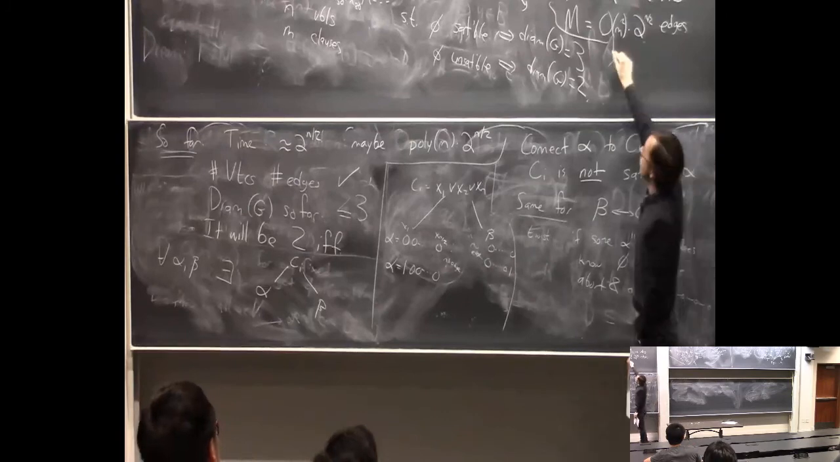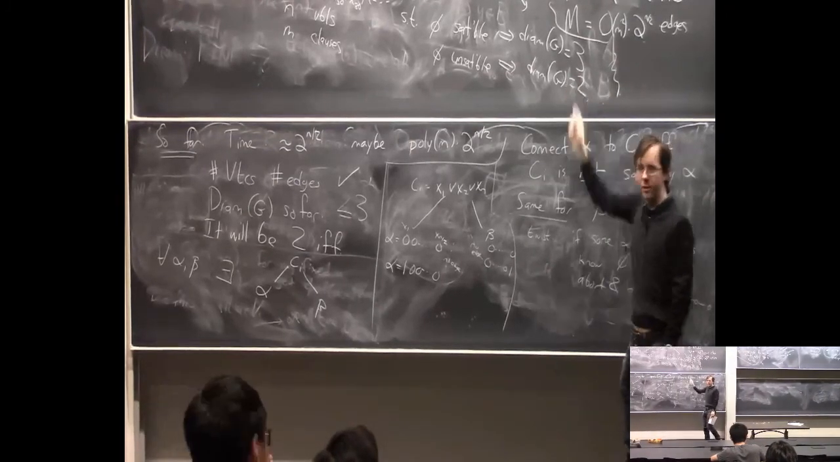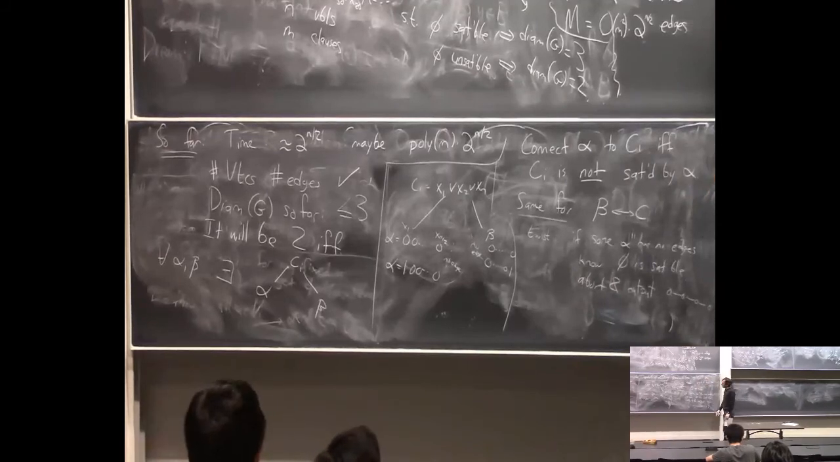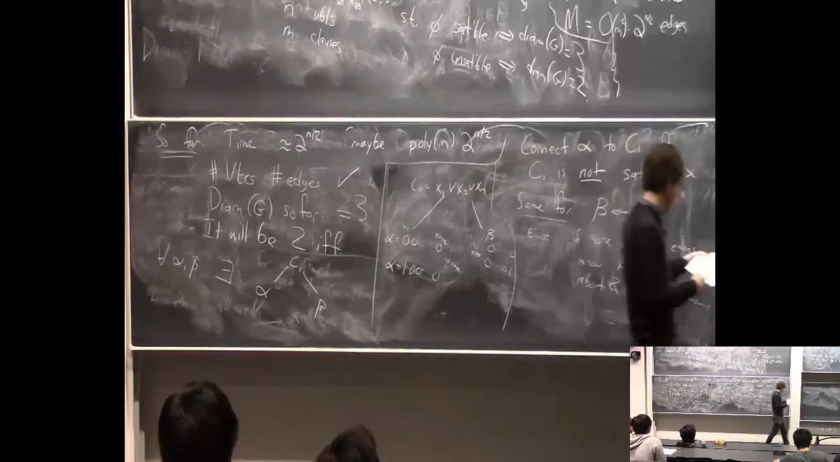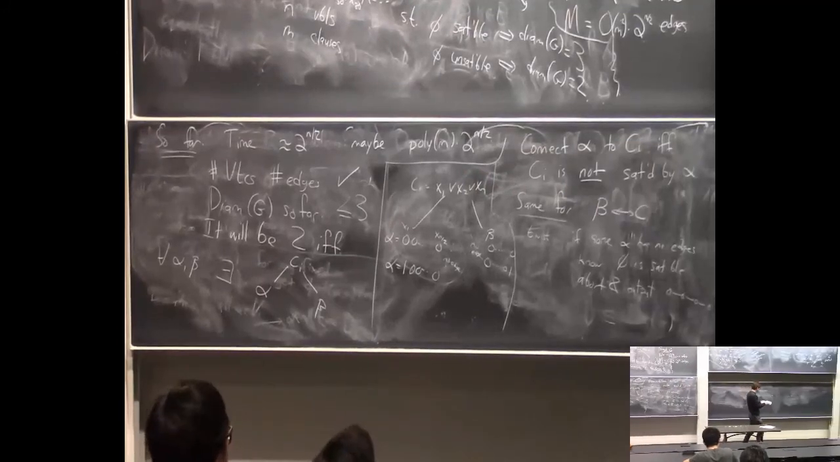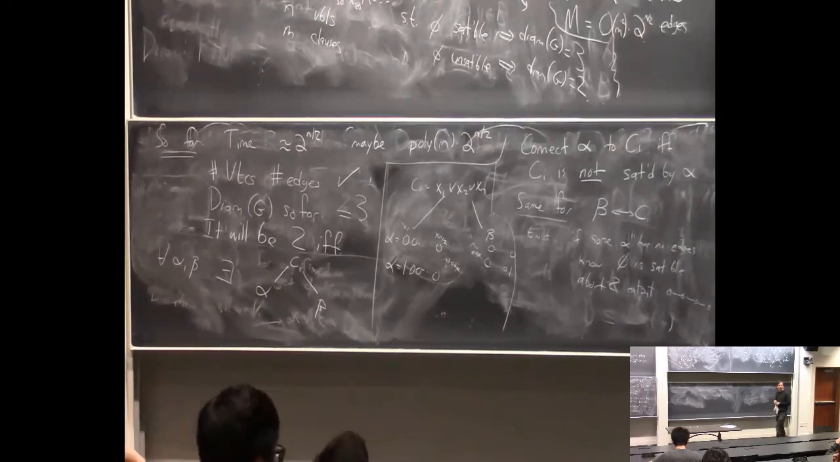That when you make the graph this way, if it's unsatisfiable, you'll get diameter 2. And if it's satisfiable, you'll get diameter 3. We know that the diameter is always going to be at most 3. So we really just have to check that it's satisfiable if and only if the diameter stays 3 after putting in these edges.